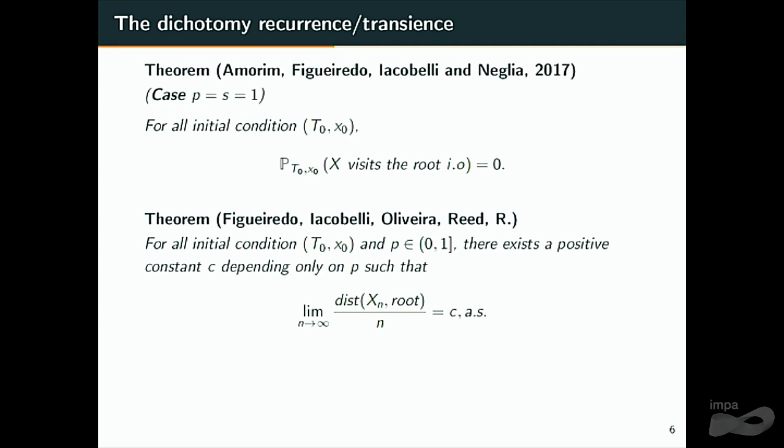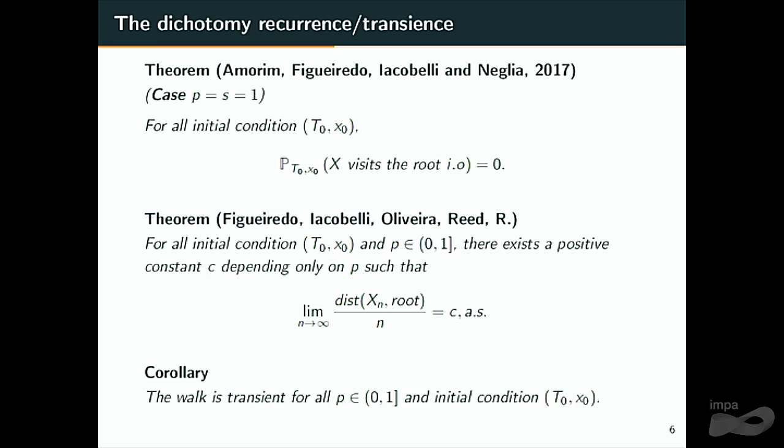So for any initial condition you have and any values of p here, there exists a positive constant depending only on p, so that the distance of the walker from the root at time n divided by n converges almost surely to this positive constant here. So of course, this implies that the walker is transient, but actually, the walker is moving very fast away from the root.